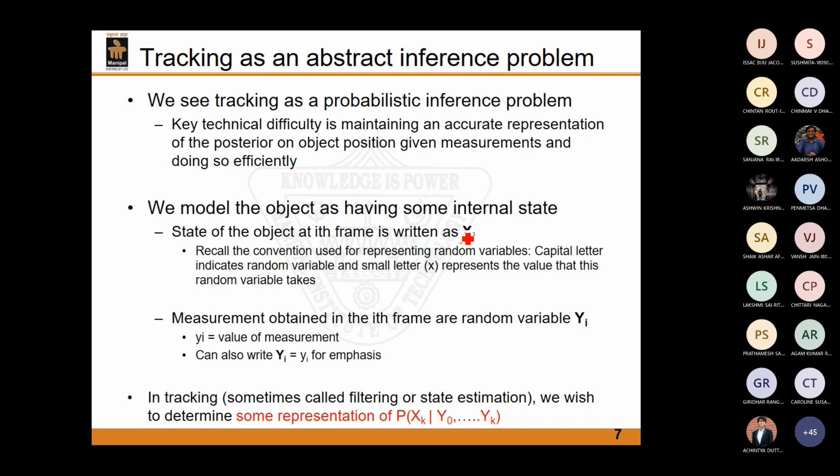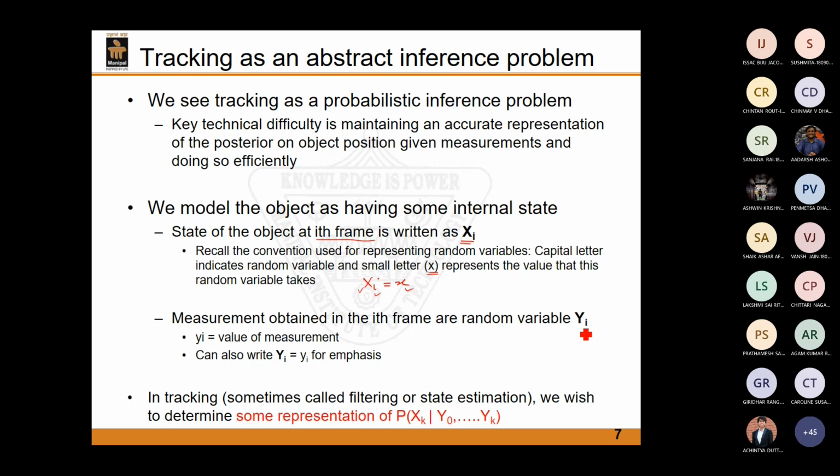If I represent the state of an object by capital Xi, then that means this is the state of the object at the ith frame. It's a random variable which represents the state of the object in the ith frame. But if I use a small letter x, that denotes the value it represents. If I write Xi equal to small x, it means this small x is the value which this random variable, or the vector X, takes for the ith frame. So capital X is the random variable that represents the state of the object, and i is the number of the frame.